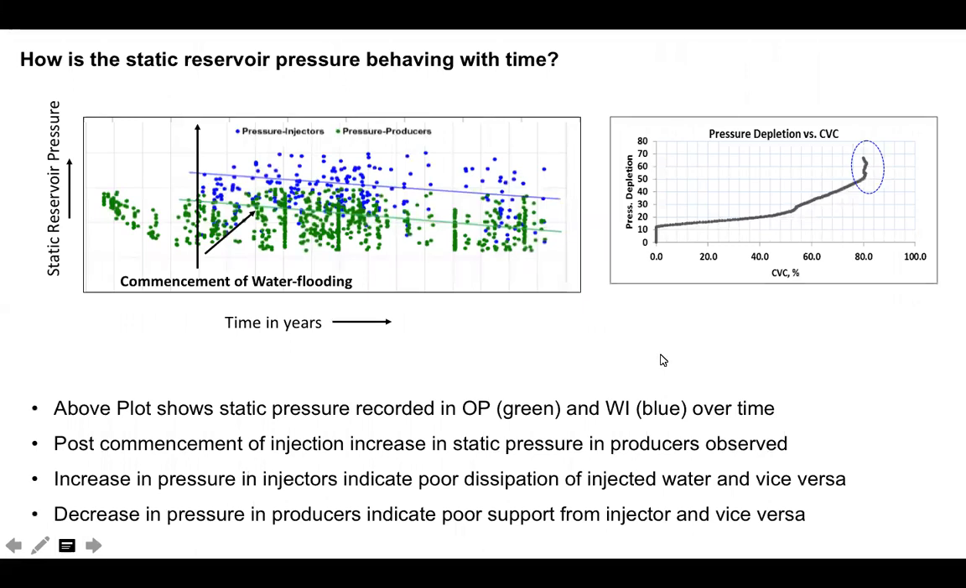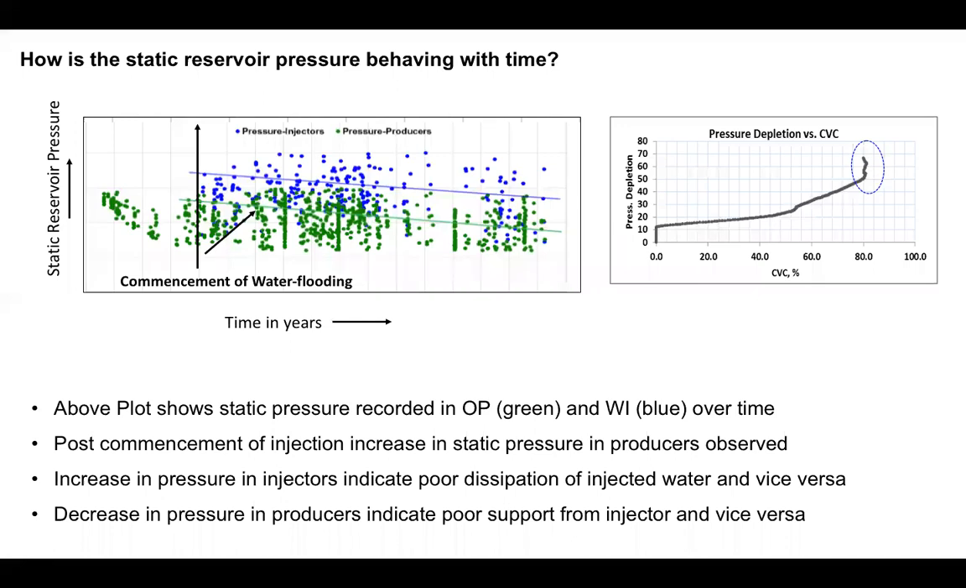Okay, another interesting plot, and I need all your attention for this. How is the static reservoir pressure behaving with time? Now let's look at this plot. You see green dots and blue dots. Let me break it down for you all. Green dots are the pressure recorded in the oil producers, and blue dots are the pressure recorded in the water injectors.